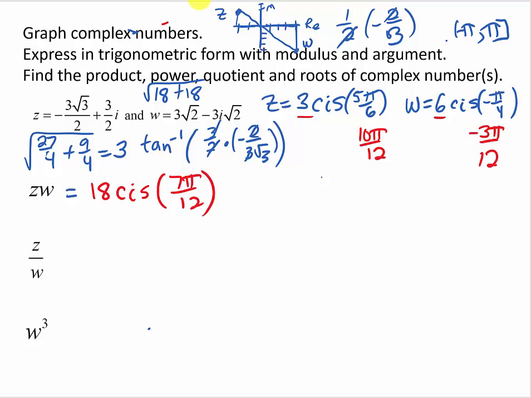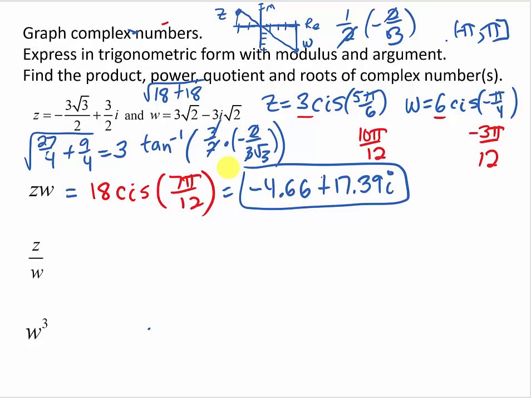And so the way that we do that is we just simply work it. In other words, we do 18 cosine 7 pi twelfths, and I'm just going to use the calculator, and then I'm going to round to 2 decimal places. So that's negative 4.66, and then I'm going to do 18 sine 7 pi twelfths, and that's going to be plus 17.39, so that's i. So there is the product, Z times W.